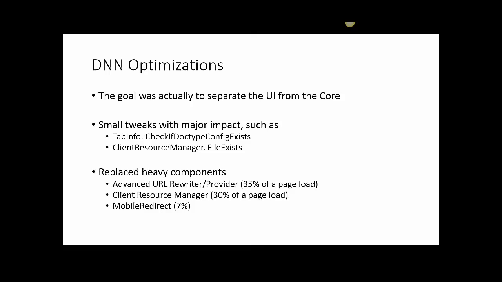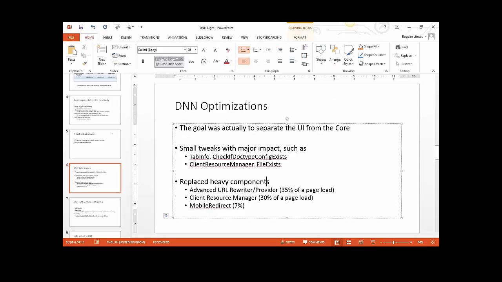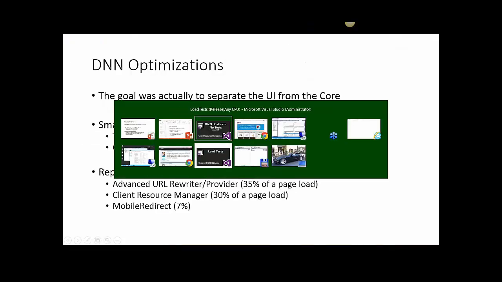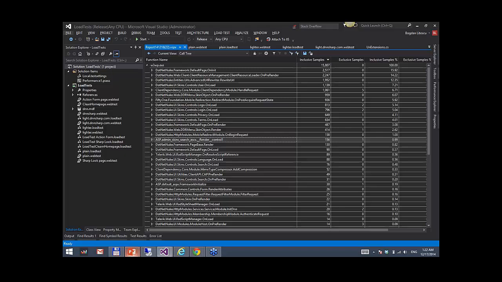Other things that we did is we took a look at the components. A lot of these issues that we find with the profiler were in the Client Resource Manager and in the Advanced URL Rewriter. The Advanced URL Rewriter is also a big consumer of resources. I can show you one test I have here.